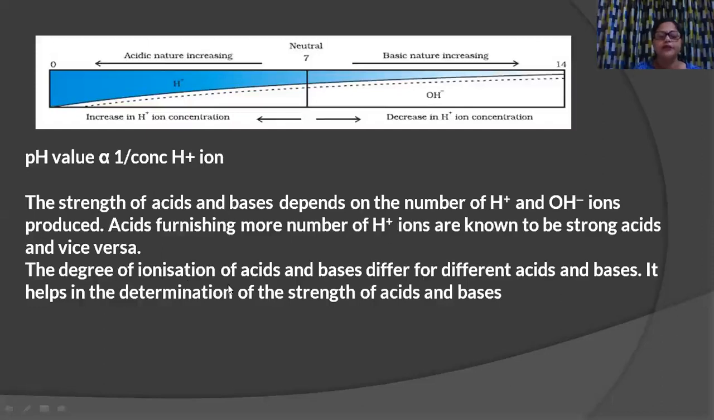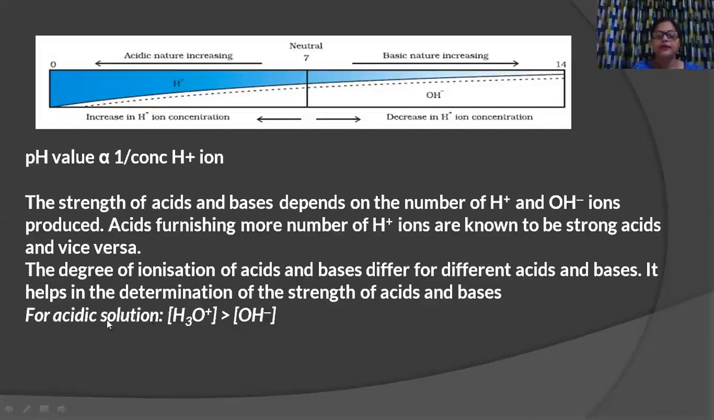The degree of ionization of acids and bases differ for different acids and bases. It helps in the determination of the strength of acids and bases. Acidic solutions: how the concentration changes. In the acidic solution, when we talk about hydrogen ion concentration, it is similar to the hydronium ion concentration because the acidic nature can be considered only when hydrogen combines with water molecule.